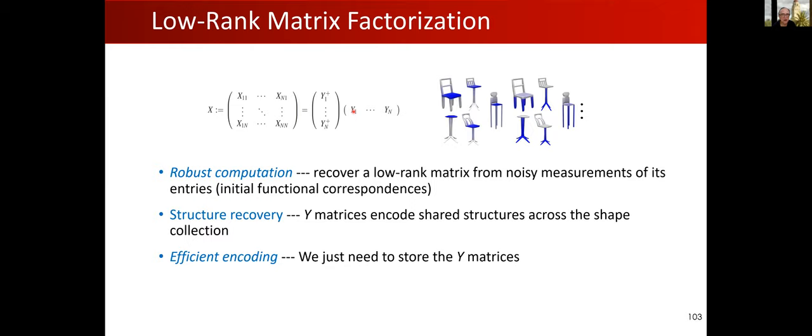So we recover essentially a low rank matrix from noisy measurements of its entries, the initial functional correspondences, this Y matrix encodes shared structure across the shapes. And this also simplifies storing all these maps because essentially we don't need to store the maps, we just need to store the Y matrices, and then any particular map we derive by taking the product of one Y here with one pseudo inverse here.